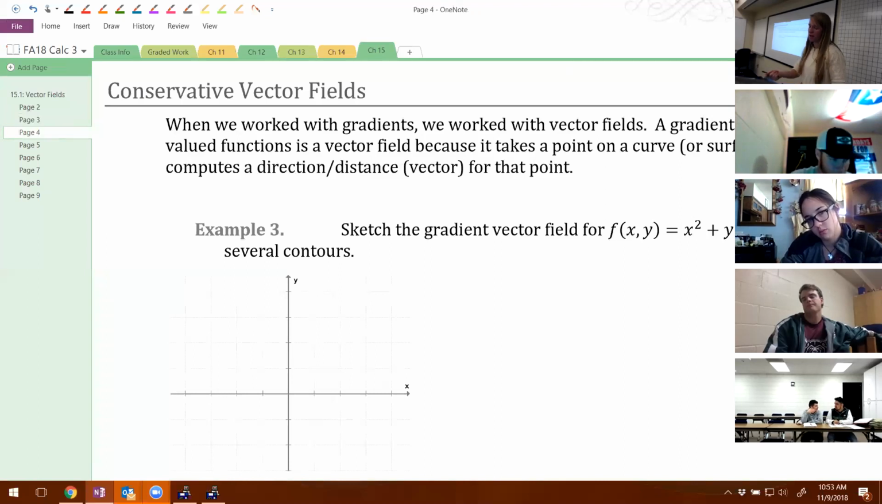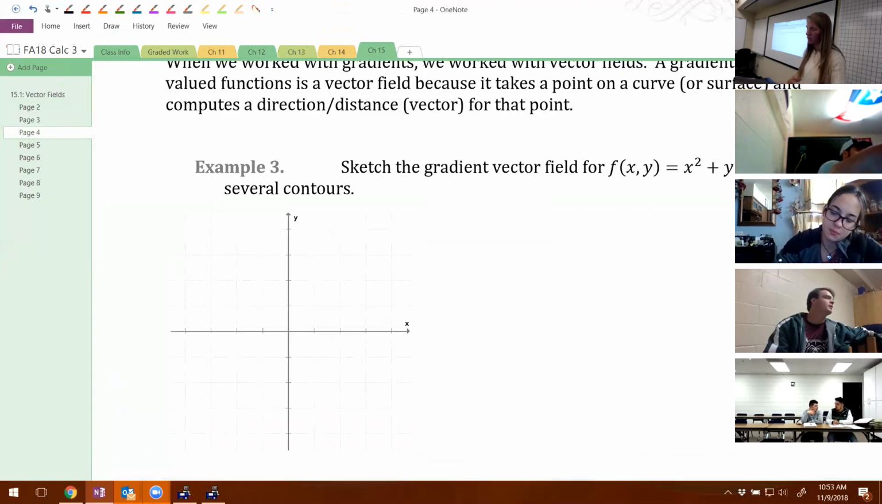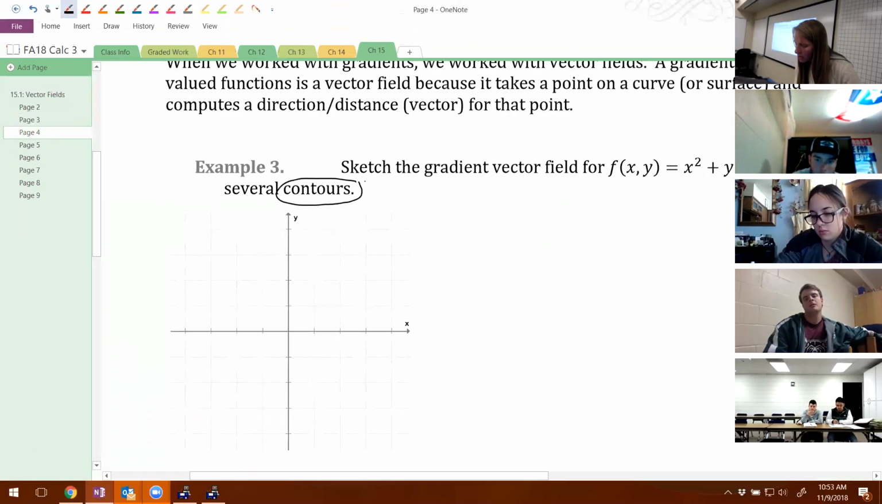A couple other things work out here, which is why we're going to do some examples with this, but yeah, every gradient is a vector field. Working the other way around doesn't happen, so we're eventually going to have to check for that in just a minute. But example 3 says, sketch the gradient vector field, another vector field, and we'll just use technology to sketch the general thing. But specifically what we're going to go back and look at is what happens at several contours. Do you remember what we mean by saying contours? It's been a while since we talked about that. We also said they could be called level curves. Does that help any?